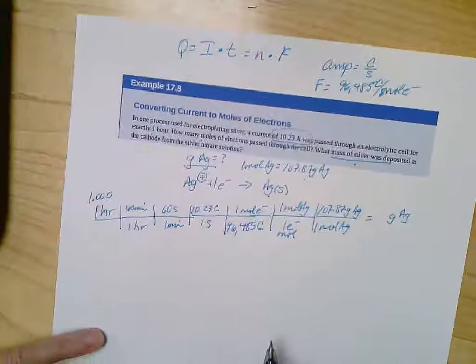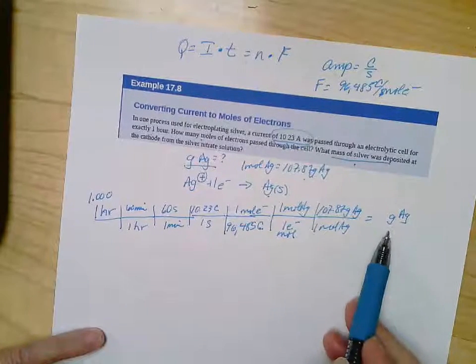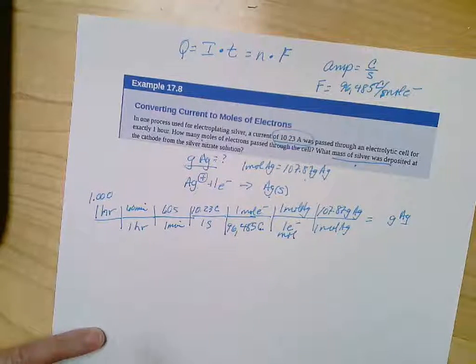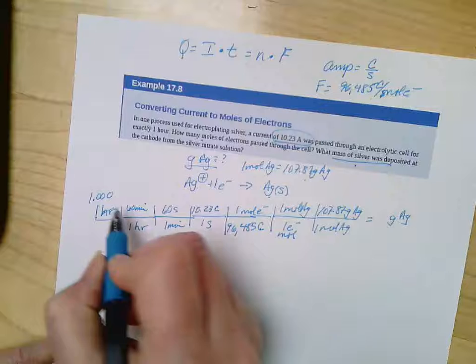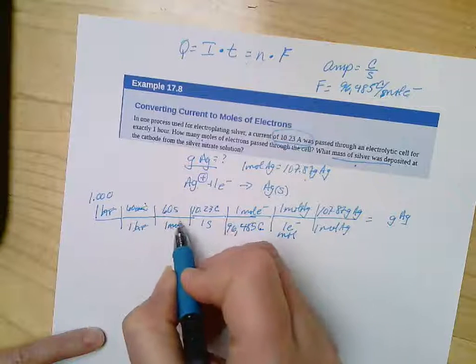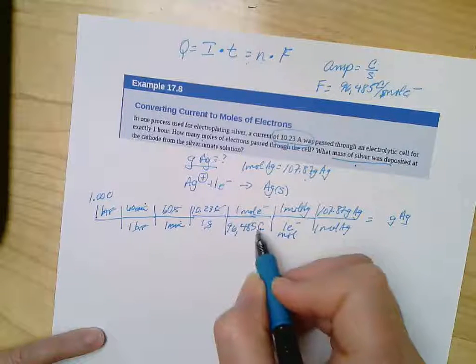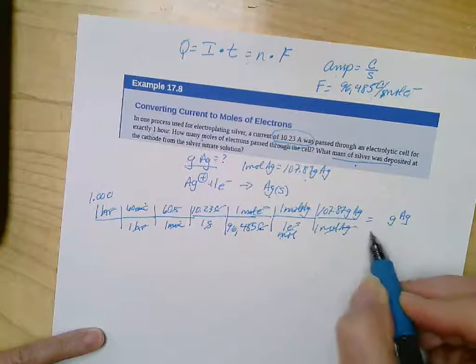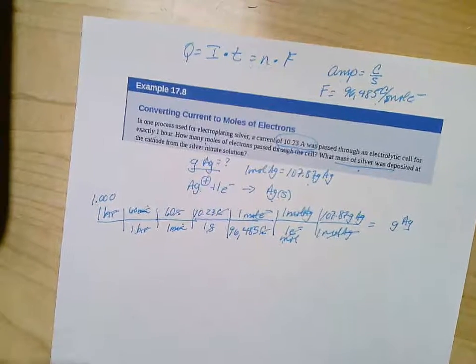But now if I look at this, I've worked my way backwards from what I wanted all the way back to everything they gave me in the problem. So double checking my units, hours cancel, minutes cancel, seconds cancel, coulombs cancel, moles of electrons cancel, moles of silver cancel, and I'm out in my answer.